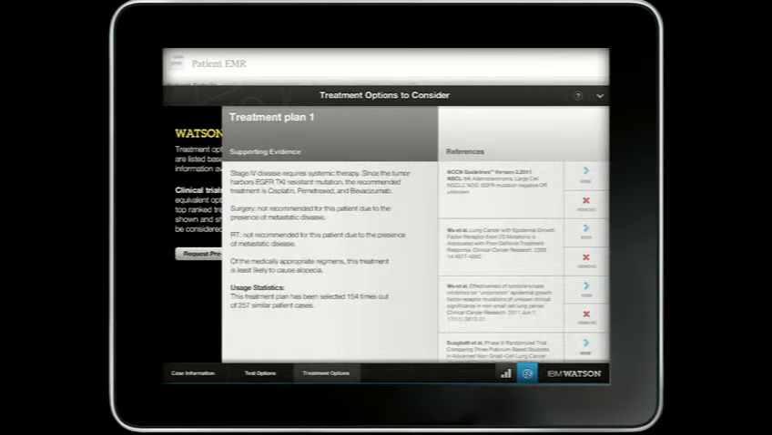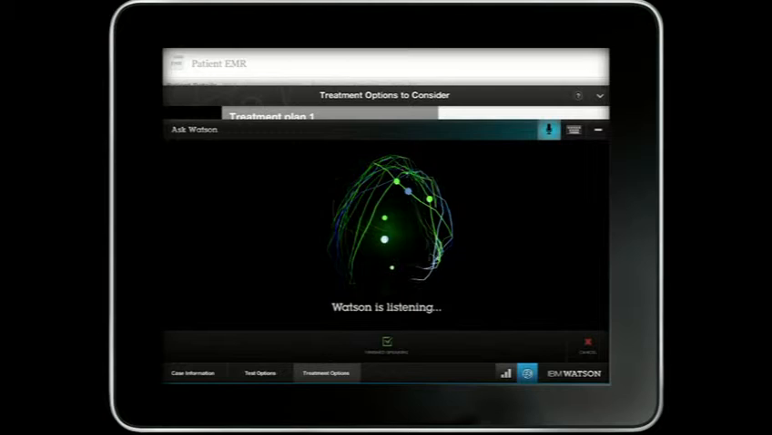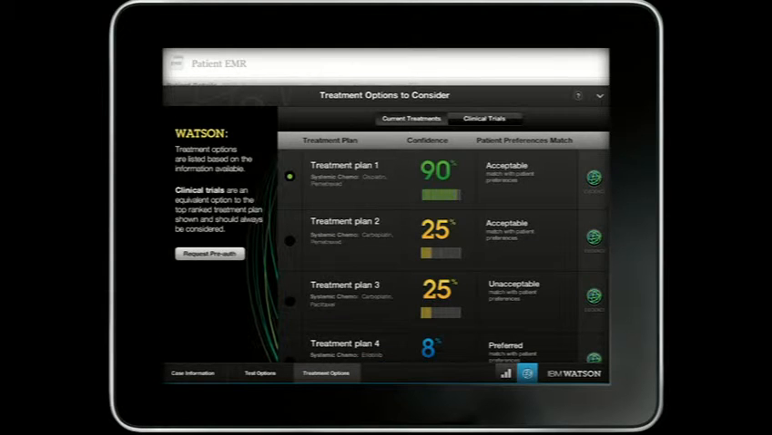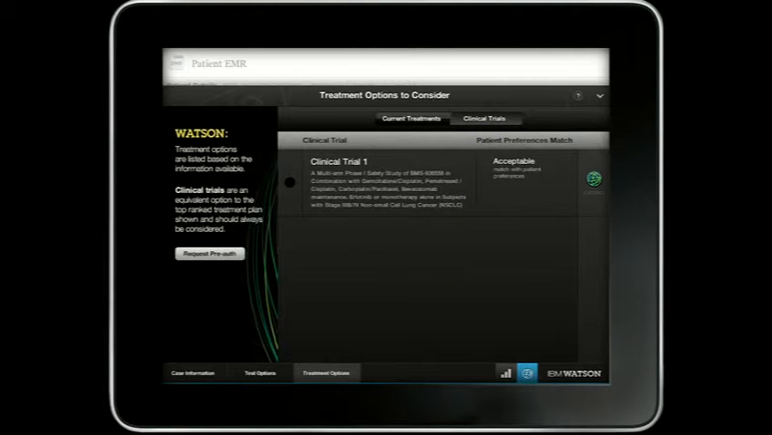Dr. Norton has new information to add to the case, so he pushes the blue Watson avatar on the bottom and speaks directly into the microphone. He makes sure that his words have been transcribed correctly and submits the new information. Watson returns a revised set of confidence-scored treatment suggestions that take the new information into account. It also updates the list of clinical trials to consider.